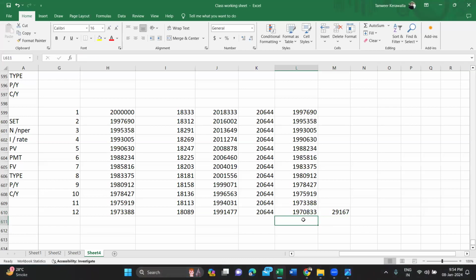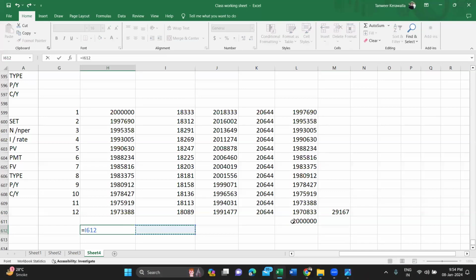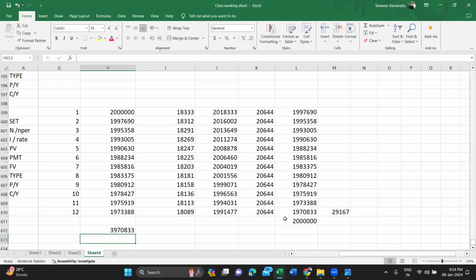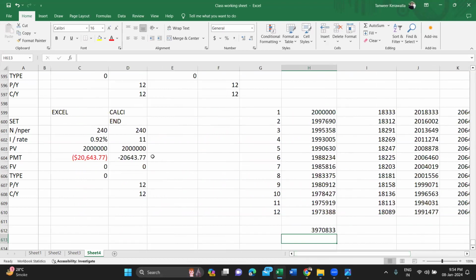Now you take one more loan of 20 lakhs, right? So it becomes the opening principal for the next year: this plus this. So it becomes 39 lakh 70,000 now, right? The loan amount, principal amount.